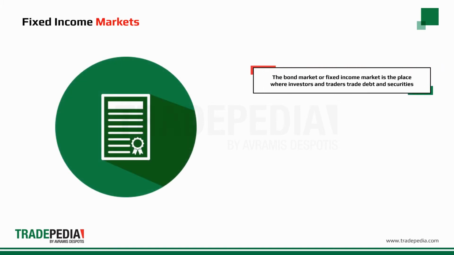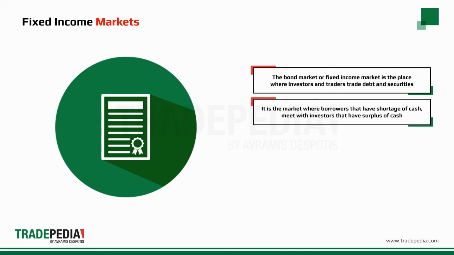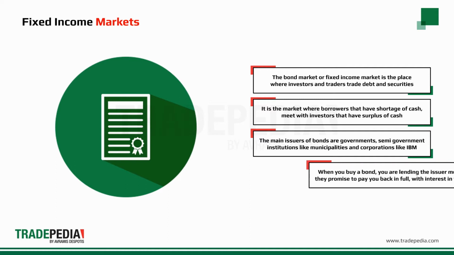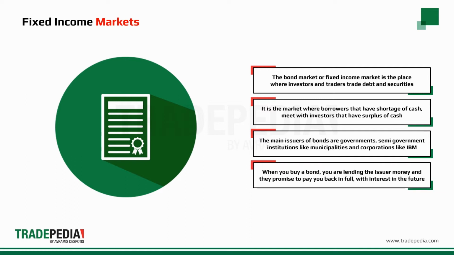The bond market or fixed income market is the place where investors and traders trade debt securities. It is the market where borrowers that have a shortage of cash meet with investors that have a surplus of cash. The main issuers of bonds are governments, semi-government institutions like municipalities, and corporations like IBM. Debt securities can be as simple as a bank loan, a government bond, a corporate bond, as well as other securities. When you buy a bond, you are lending the issuer money, and they promise to pay you back in full with interest in the future. A city may sell bonds to raise money in order to build a bridge, while a company like American Airlines may issue bonds to buy new aircrafts.